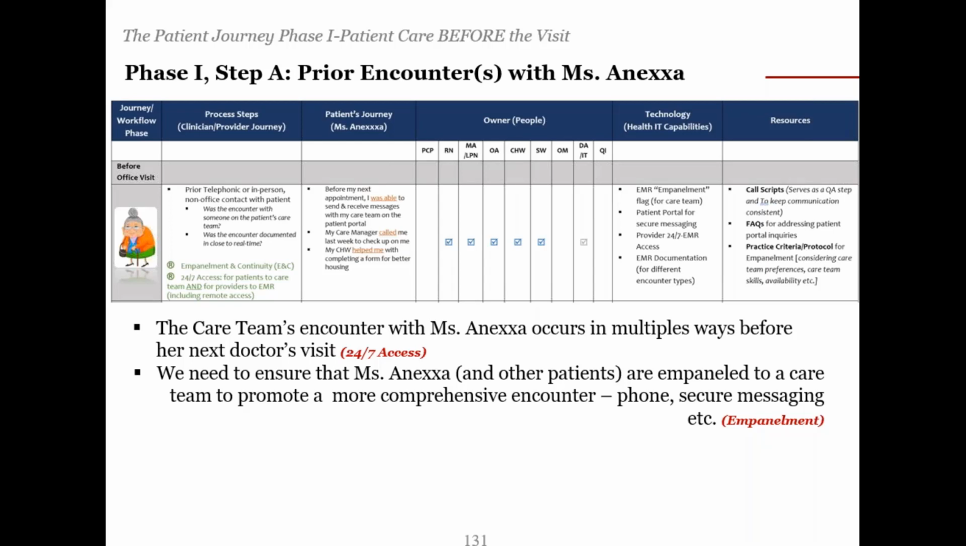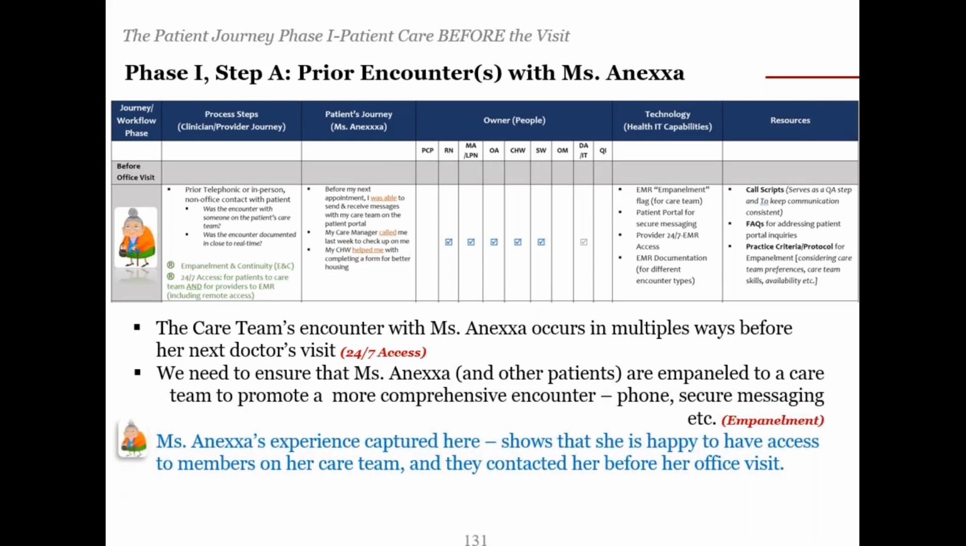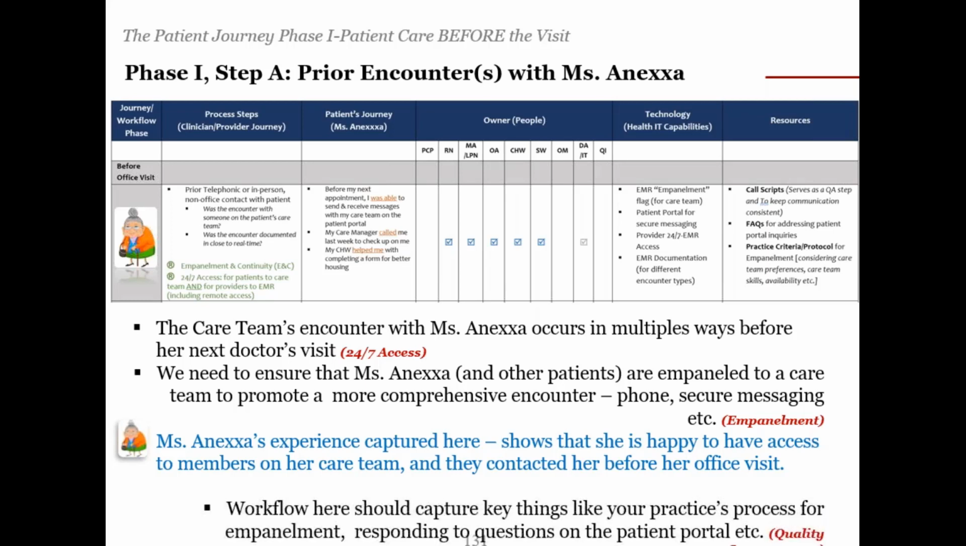The next question you may ask yourself is, what percentage of our patients are using these alternative options for access? And see how you can improve and encourage. We also need to ensure that Ms. Anexa is empaneled to a care team to promote a comprehensive encounter. And again, this is touching on empowerment. What is the experience? And this will be in blue. She shows that she's happy to have access to members on her care team, and they contacted her before our office visit. I matter, they see me, they're engaged.